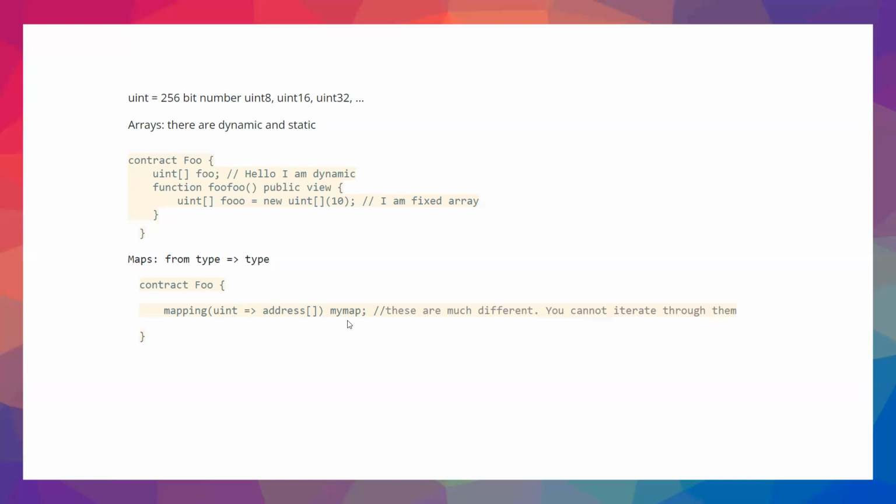How mapping is different from your typical Java or Python is that you can't iterate through the mapping itself. You can't use your for loops or your while loops. And then you also don't know how many different items are inside your map itself. So if you want to use mapping, you need to know specifically what your key is. Then you're going to get back your address. So it's very different from your normal maps from Java.